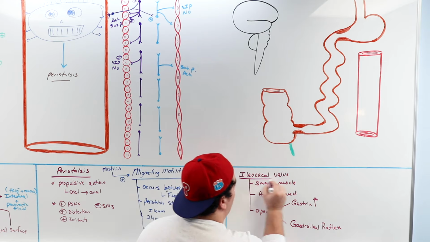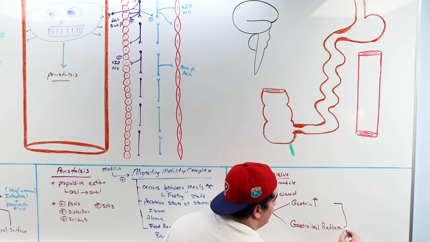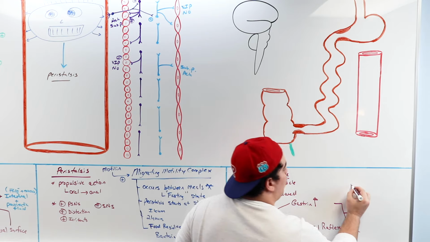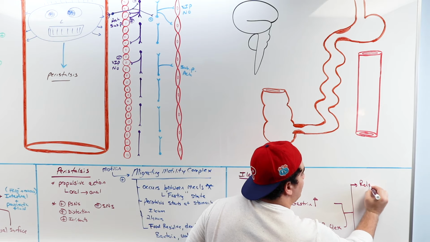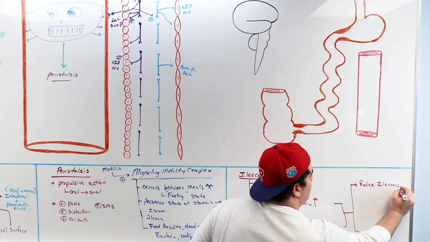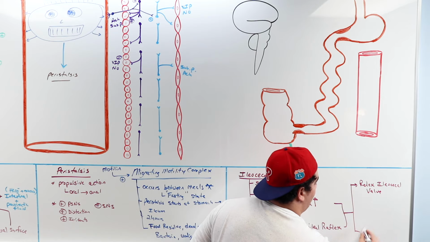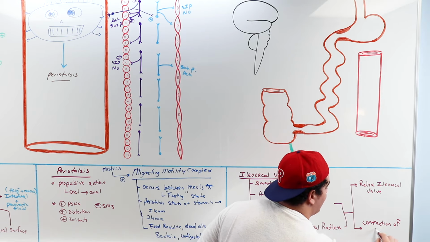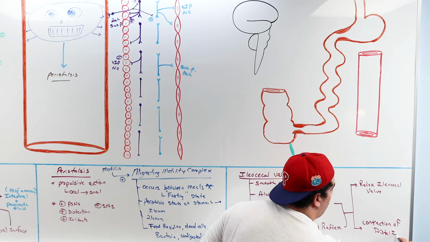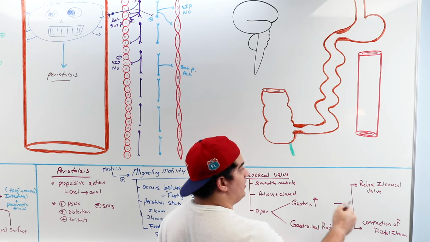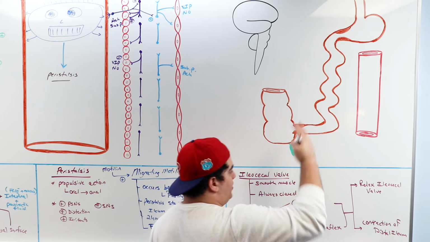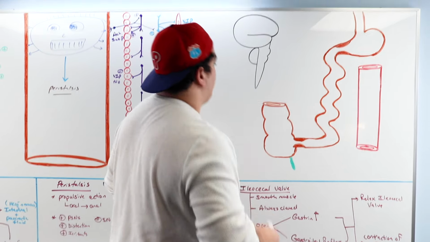Basically, what I want you to remember about this is that these two things combined help with two overall goals, okay? One is to relax the ileocecal valve, and the second thing is to cause contraction of the distal ileum. And the goal of both of these things combined is going to lead to feces moving from the ileum into the large intestine. So let's take a look at the diagram and pretty much sum all that up.